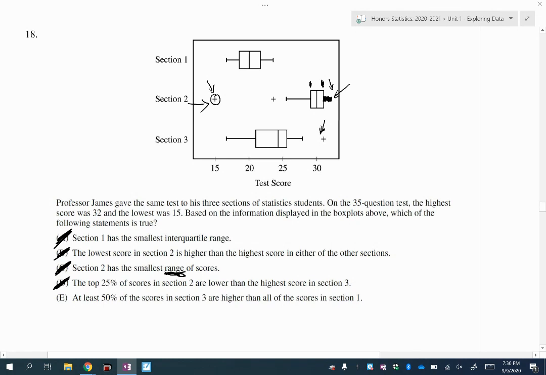Let's confirm. At least 50% of the scores in section 3. So it looks like this. The top 50% is this part of the box and the whisker, and they are higher than all the scores in section 1, which is right, because the highest score in section 1 is only right there. So yes, E is the only one that's correct.